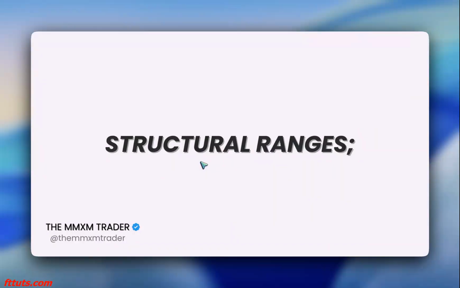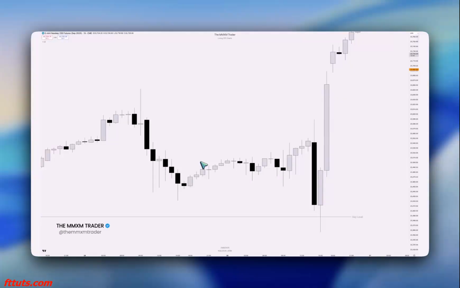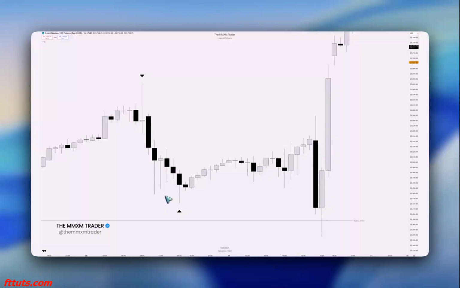So let's start off with the structural ranges. So looking at this chart, you can see we had a key level here, okay? And like I said, when we have a key level, we want to pair it with a range. Do not overcomplicate it, like I said. This is an expansion leg, right? This high is obviously connected to this low. There's no secret to identifying the range, okay? It's really this simple. This high is connected to this low, right? And then you can see price goes up like that.